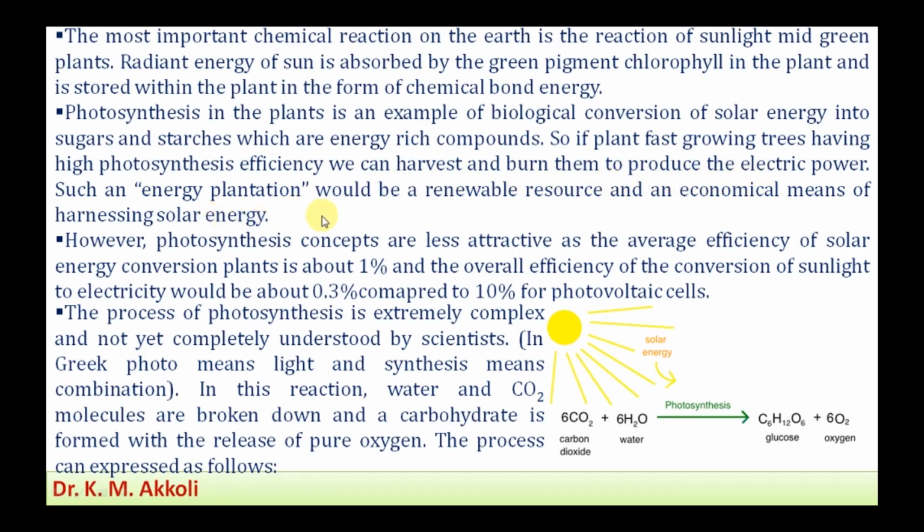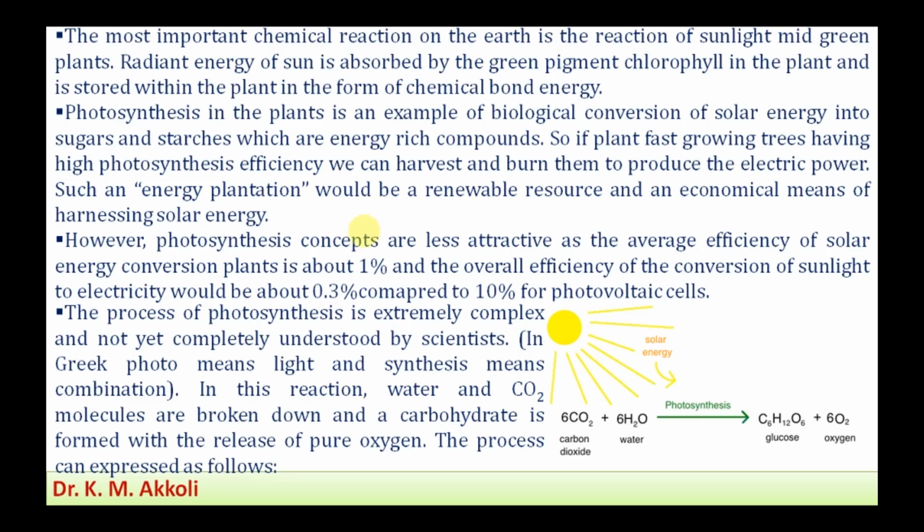For the purpose of energy, if you plant fast growing trees which have high photosynthesis efficiency, they can store the energy in the form of carbohydrates in the green plants that we can burn to get heat energy and later electricity from it, and it would be a renewable source of energy and an economical means of harnessing solar energy. This is indirect harnessing of the solar energy.